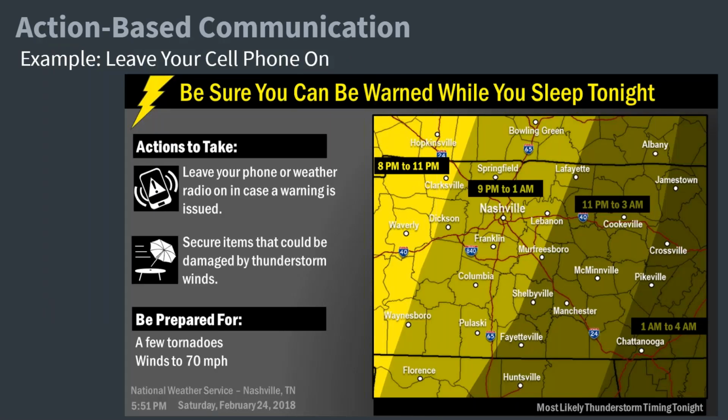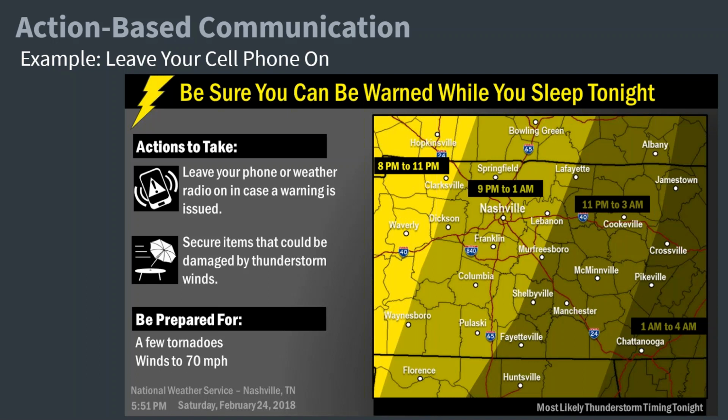But it did work. Thankfully, we didn't have the tornadoes here to deal with like they did further south. Another message here was from a couple of years ago, another nocturnal QLCS. These are really tricky to message. But in this one, it was coming in later in the evening and overnight, when a lot of people would be asleep. So our message here was, be sure you can be warned while you sleep.